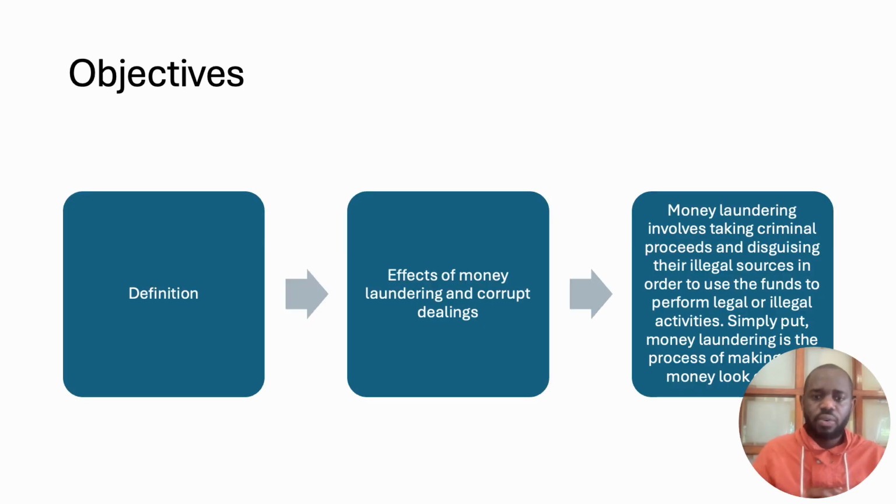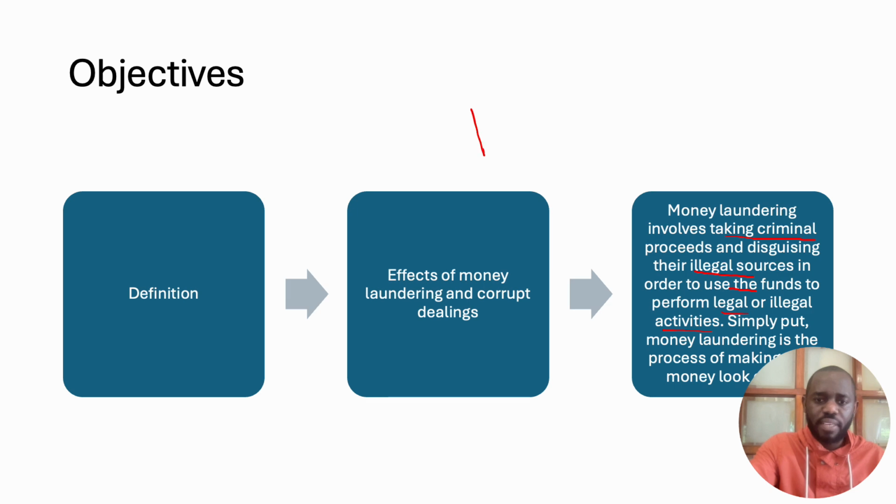In a layman's language, money laundering is the process of making dirty money appear legitimate. And just to break down this definition further, this process involves taking criminal proceeds and disguising their illegal sources. And the purpose here is that the person wants to use funds to perform legal or illegal activities.